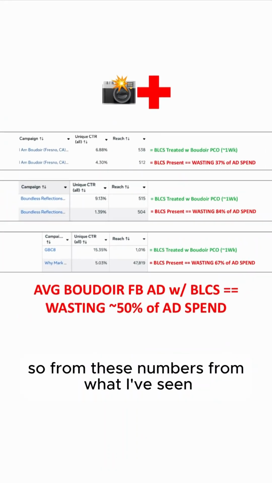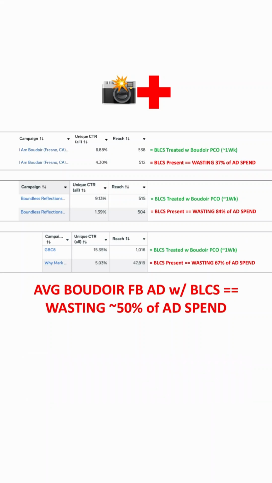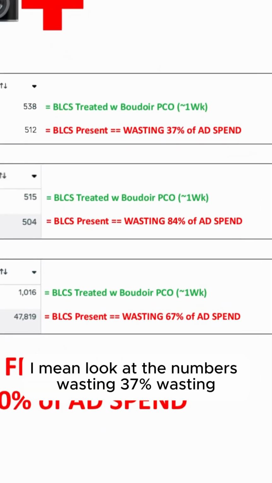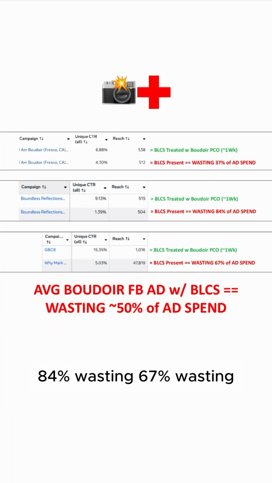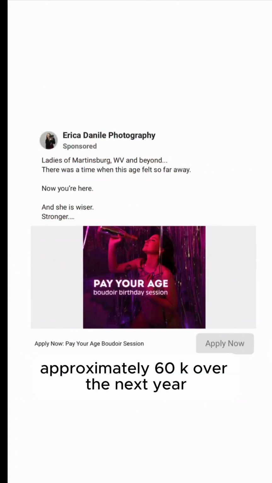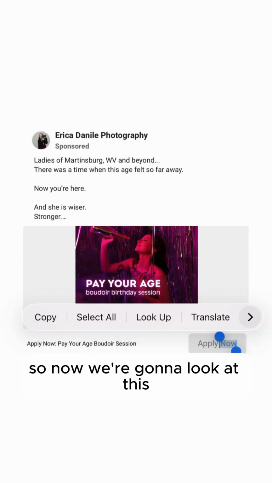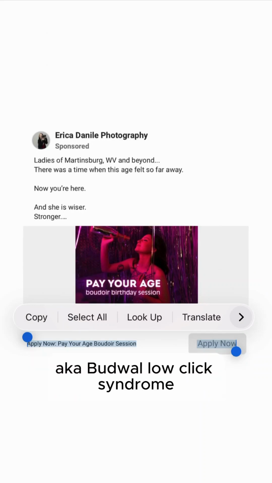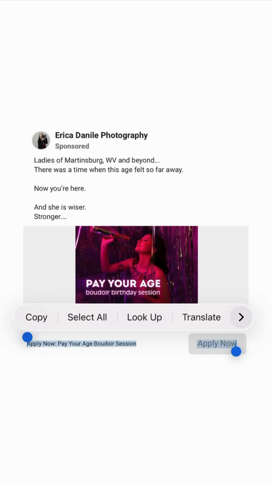So from these numbers, from what I've seen, the average boudoir Facebook ad with BLCS is wasting approximately 50% of its ad spend. I mean, look at the numbers, wasting 37%, wasting 84%, wasting 67%, so it's wasting approximately 50% of its ad spend each year. So now we're gonna look at this. So diagnosis, if we believe it has BLCS, aka boudoir low click syndrome.